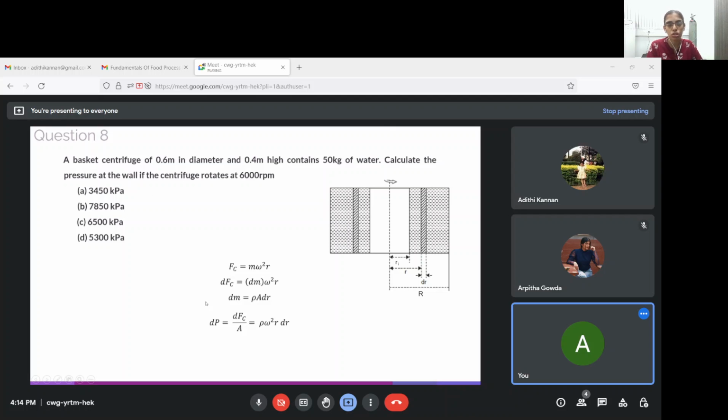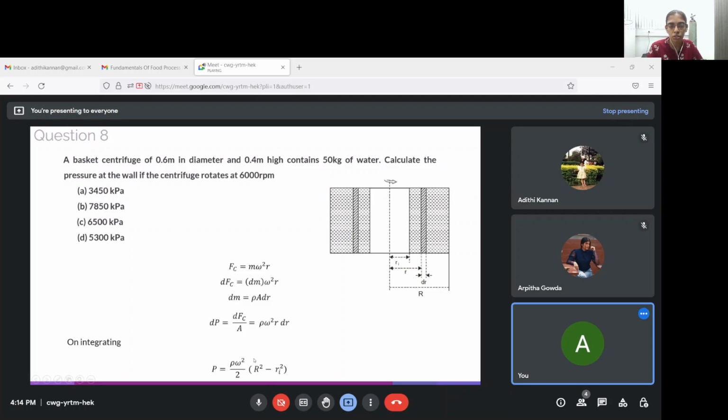Now we want to find the pressure at the walls. So pressure is equal to force by area. So pressure at this particular strip is equal to dFc by area, and when you substitute dm here and area gets cancelled, so rho omega square r dr is what you get. Now when you integrate this from p1 to p2, that is the pressure gradient across the centrifuge, p is equal to rho by 2 omega square, and since r dr, when you integrate, you will get r square by 2. The liquid is present only from Ri to R, so you will consider Ri as your lower boundary and capital R as your upper boundary. So r square by 2, when you integrate from Ri to R, you will get R square minus Ri square. So this is the formula that you apply for calculating the pressure at the wall of a centrifuge.